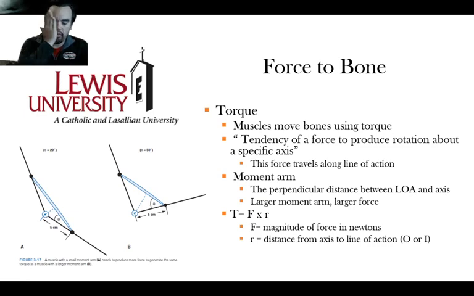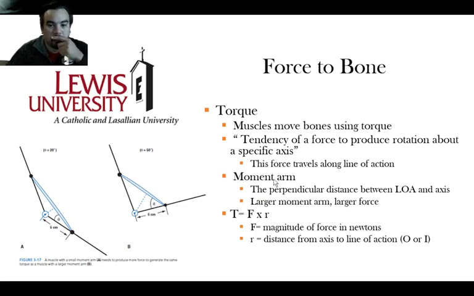So as we look at that, what we're really doing is utilizing torque to move a joint. Muscles move bones using this type of system, and it further breaks down into levers and axes. The actual definition of torque is the tendency of a force to produce a rotation about a specific axis. This force travels along a line of action. If we're looking here at this blue line, this is mostly our line of action, and that's where it's happening.